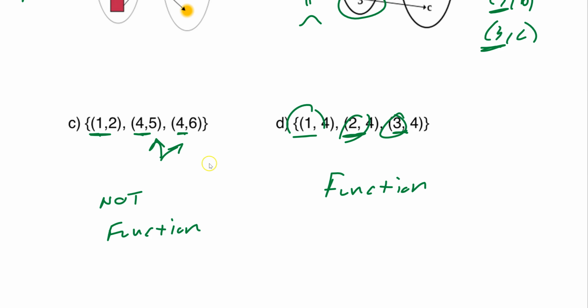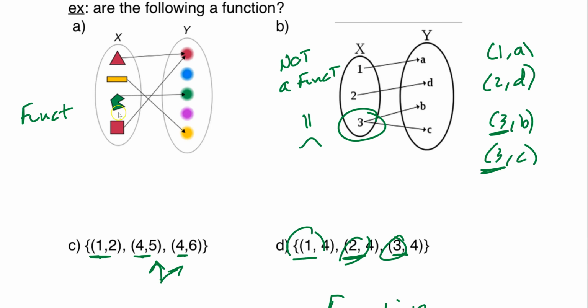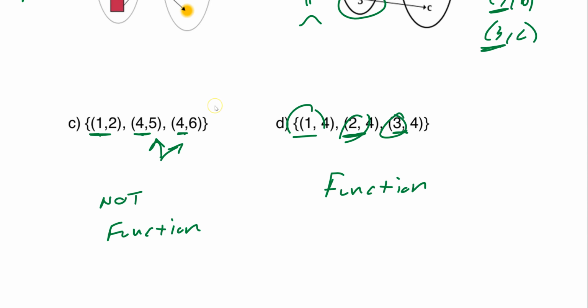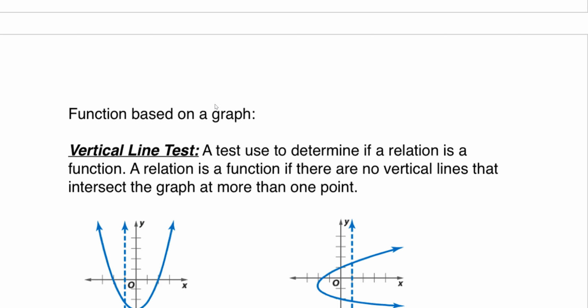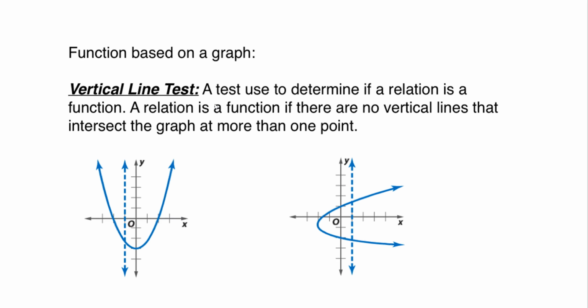And that's how you tell if I give you a set of ordered pairs, or what we call a mapping, a relation, if it's a function or not. Next, what if I give you a graph? If you want to tell something is a function based on a graph, we do what's called a vertical line test. So the general idea is this. You draw a vertical line. If you hit the graph only one time, then you pass. So it's a function.